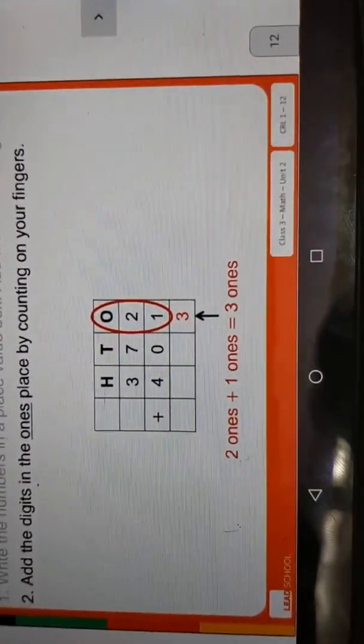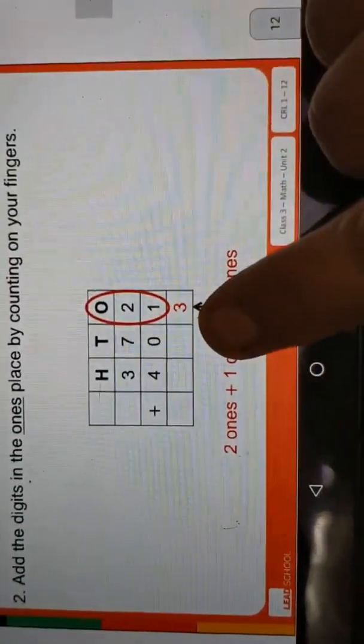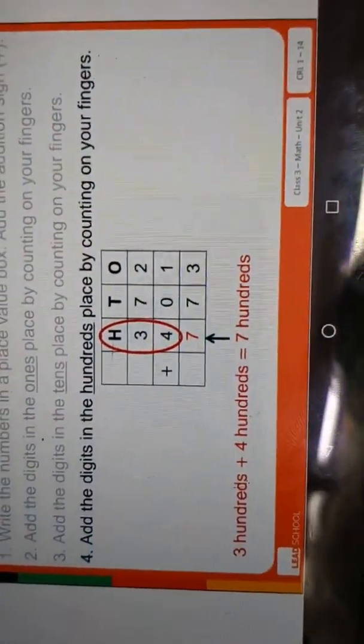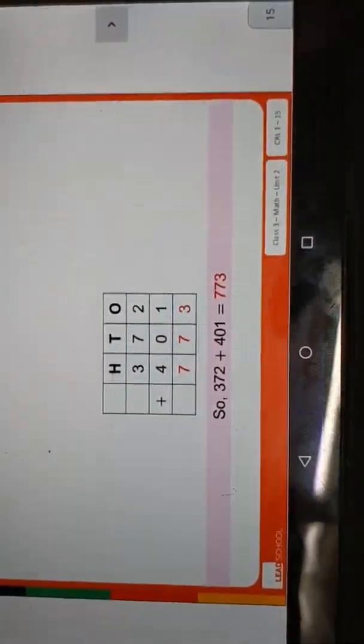2 in your mind, 1 on your finger. So 2 plus 1 is 3. 7 plus 0: 7 in your mind, 0 on your finger. 7 plus 0 is 7 as it is. 3 plus 4: 3 in your mind, 4 on your finger. 3, then 4, 5, 6 and 7. So we have to write 7 there. So the answer is 773.